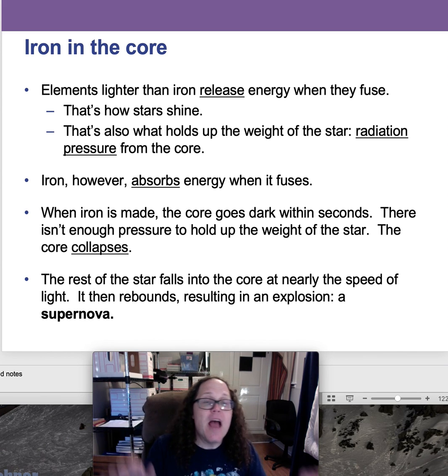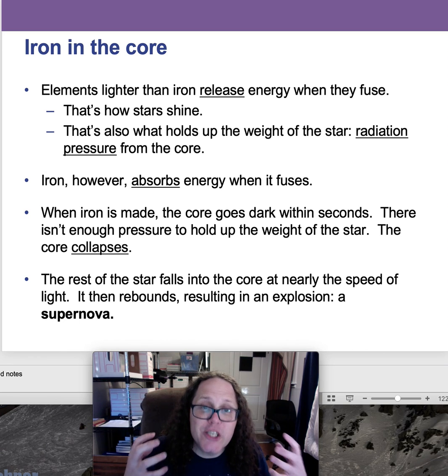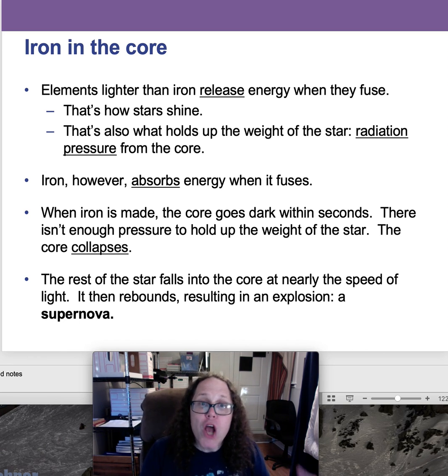Quite suddenly, there is not enough radiation pressure to hold up the star. So, the full weight of a red supergiant star, 10 times the mass of the sun or more, goes into freefall on the core, collapsing the core. The full weight of a red supergiant star smashes into the core at nearly the speed of light. Boom!